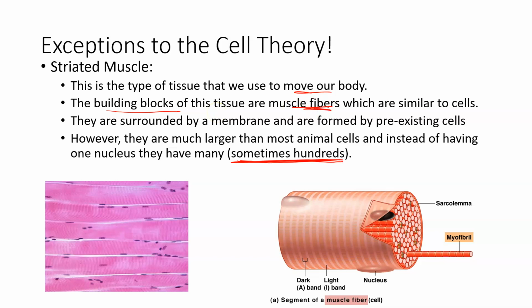The building blocks of this particular tissue are muscle fibers. So these muscle fibers are cells or structures that are very similar to cells, and they're surrounded by a membrane just like other cells are. They are formed by pre-existing cells like other cells are. However, because they have multiple nuclei, they can be much larger than most other animal cells. And again, instead of having one nucleus, they have several hundred.